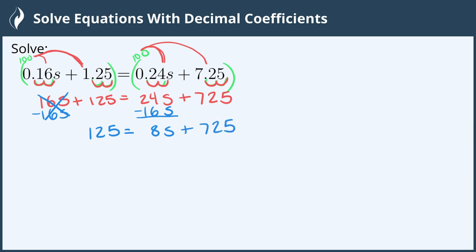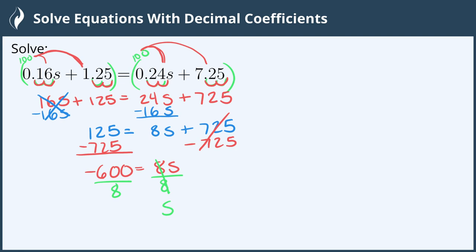Now we need to continue isolating the variable by subtracting 725 from both sides. 725 minus 725 cancels. 125 minus 725 gives us negative 600, which equals 8s. And now we need to divide both sides by 8 to cancel out the 8. And we're left with s equals negative 600 divided by 8 gives us negative 75.